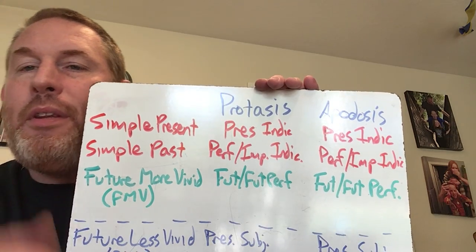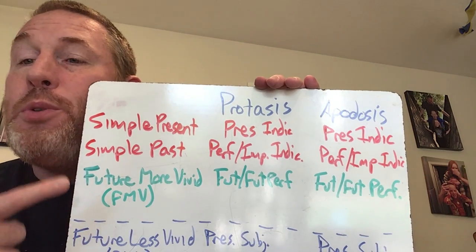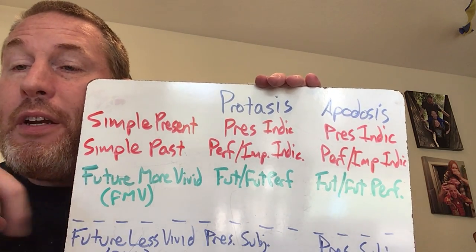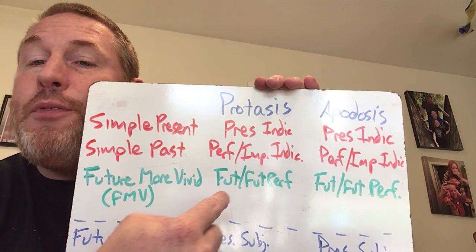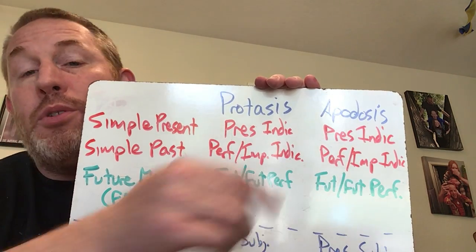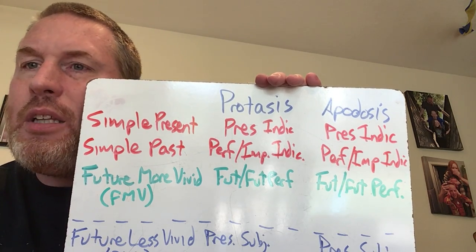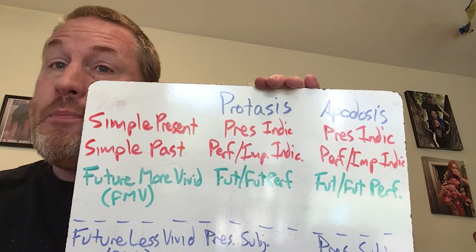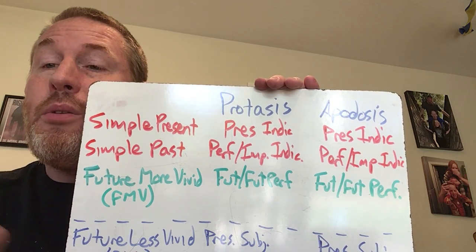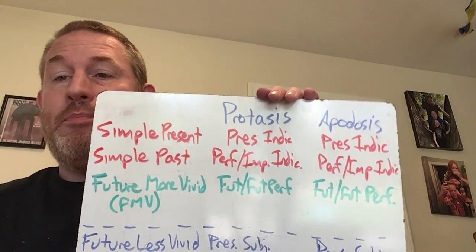The if-then statement, the protasis and the apodosis, for the future more vivid, abbreviated as FMV, is either going to be the future and the future perfect or the future and the future perfect. If you will do this, then I will do that. And about 60% likely because it is the future. So that helps you understand.